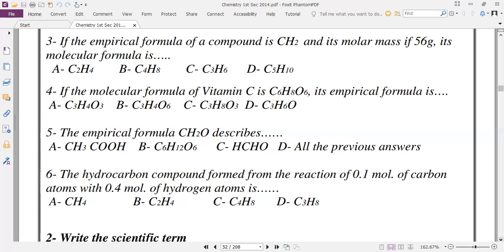Okay. It will be CH2O, right? Yes. Try to simplify for answer number B. Okay. It will be what? CH2O. Excellent. And answer number C?